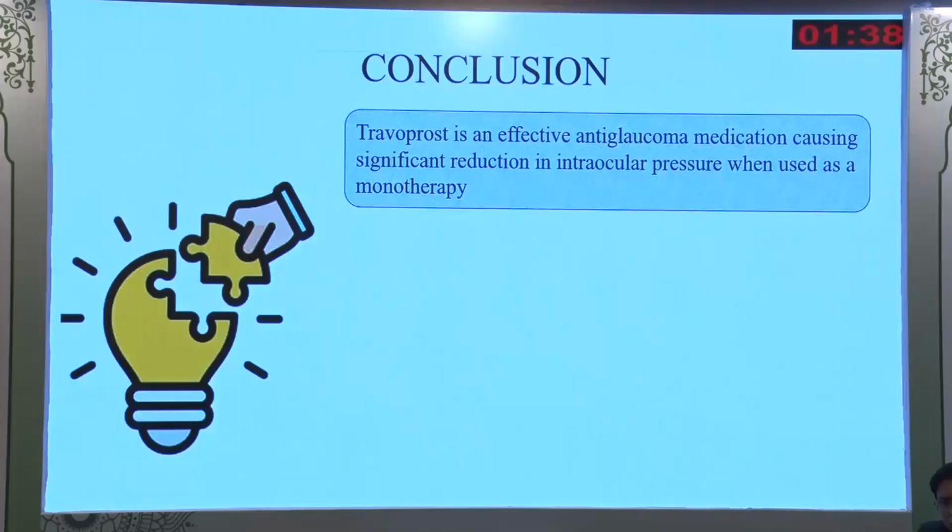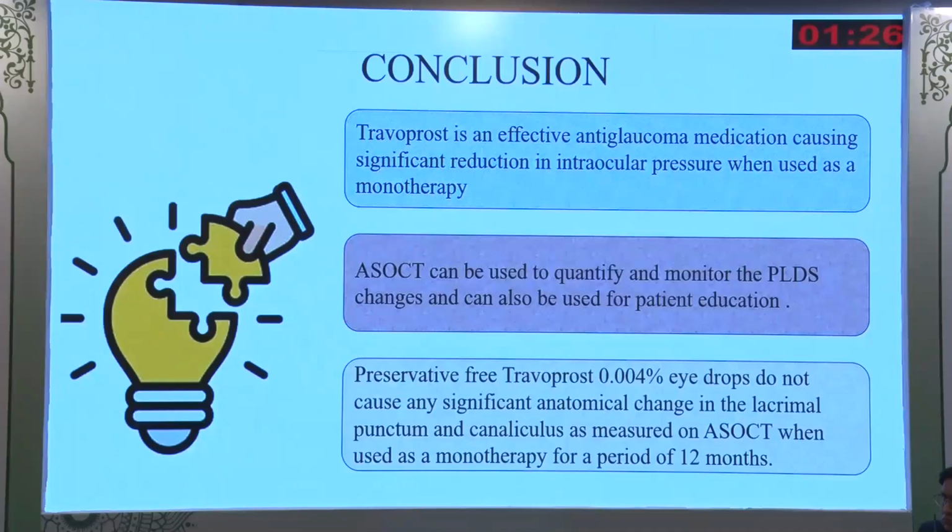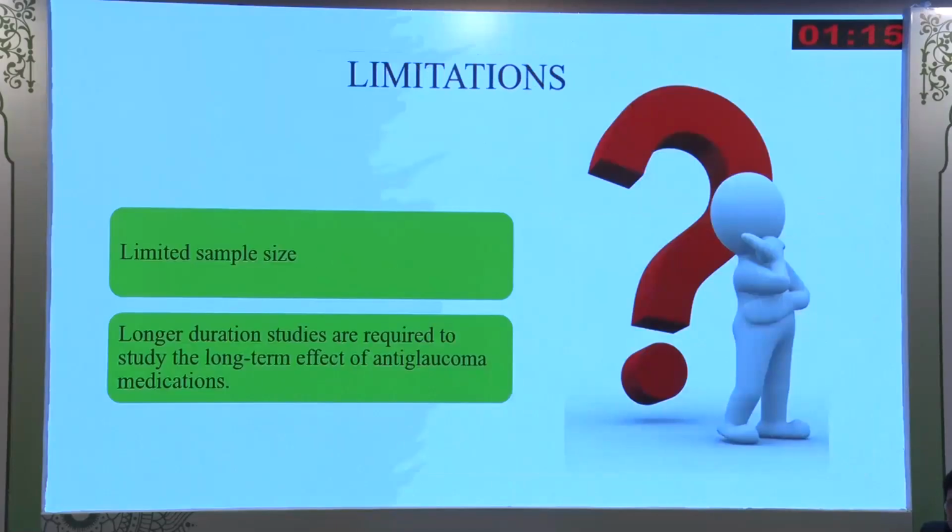Travoprost is an effective anti-glaucoma medication causing significant reduction in IOP when used as a monotherapy. ASOCT can be used to quantify and monitor the proximal lacrimal drainage system changes and can also be used for patient education. And Travoprost does not cause any significant anatomical change in the punctum and canaliculus as measured on ASOCT when used as a monotherapy for a period of 12 months.